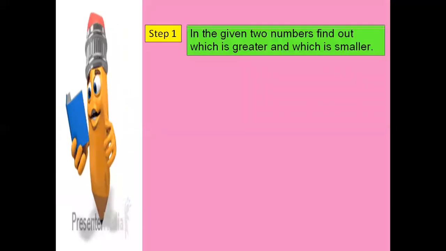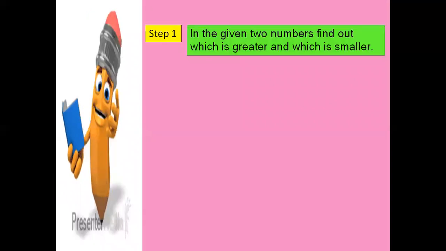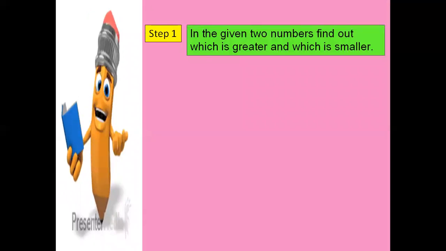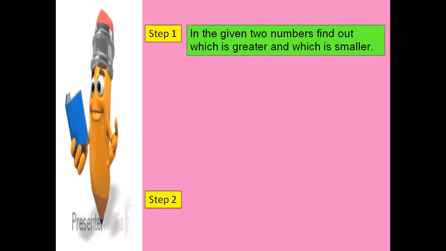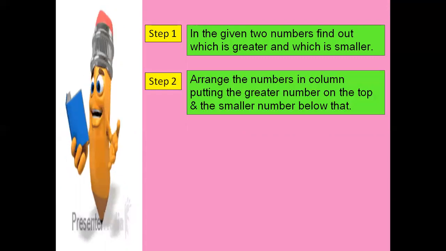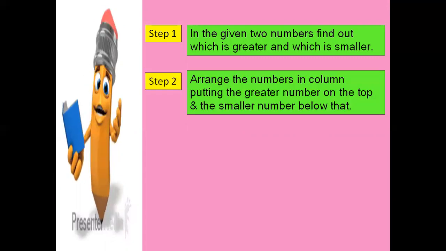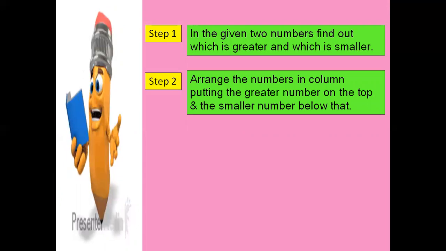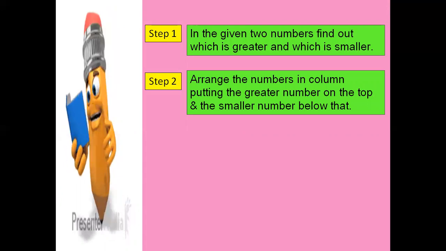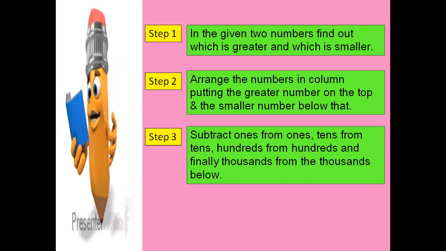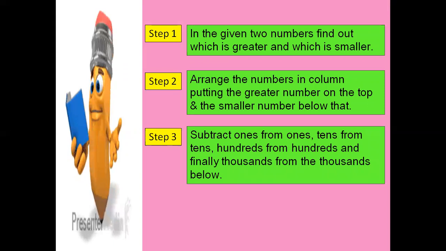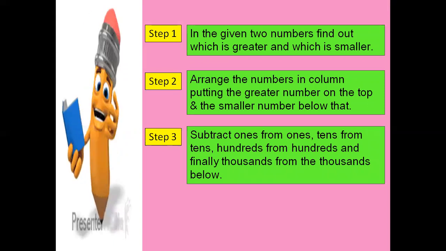Now let us learn the steps to be followed in subtraction. Step 1. In the given two numbers, find out which is greater and which is smaller. Step 2. Arrange the numbers in column, putting the greater number on the top and the smaller number below that. Step 3. Subtract ones from ones, tens from tens, hundreds from hundreds, and finally thousands from the thousands below.